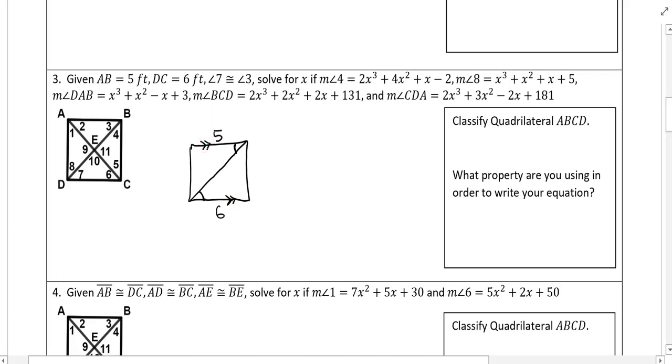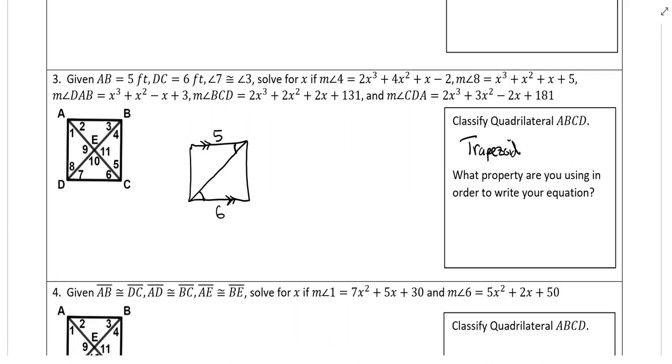Because if you have alternate interior angles congruent, then the top and bottom will be parallel. So the left and the right side can't be parallel, because if they were, it would be a parallelogram. So this has got to be a trapezoid. The definition of a trapezoid says exactly one pair of opposite sides is parallel, and the other pair is not going to be parallel, and that's what we have here.